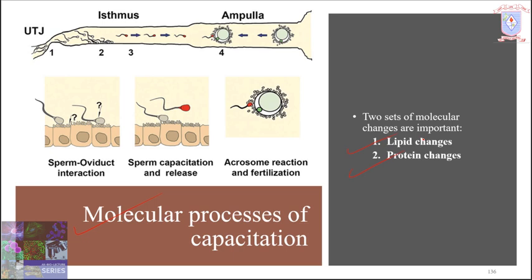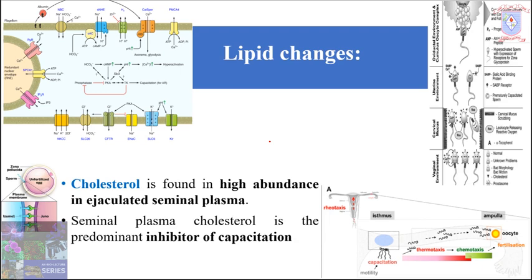Only the capacitated sperm can undergo the acrosomal reaction and proceed to the fertilization process. So we are discussing the first change, that is the lipid change. We are discussing the changes on the plasma membrane of the sperm during its travel towards the egg in the fallopian tube inside the female reproductive tract.